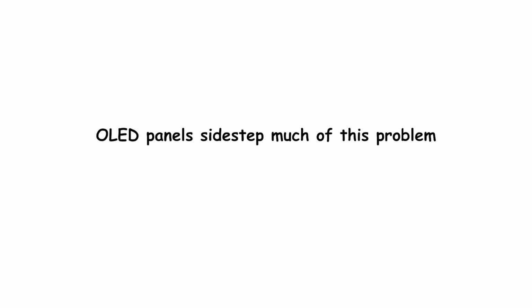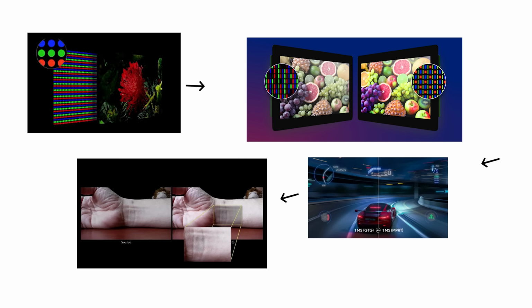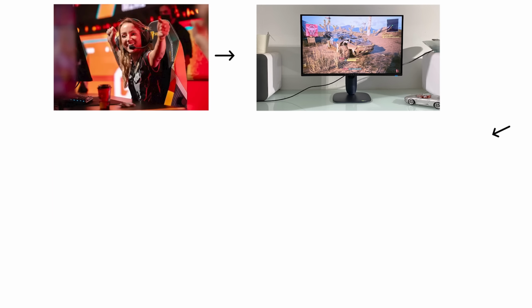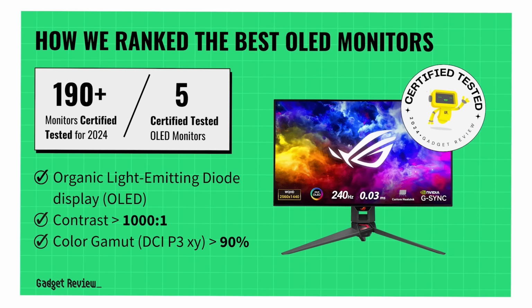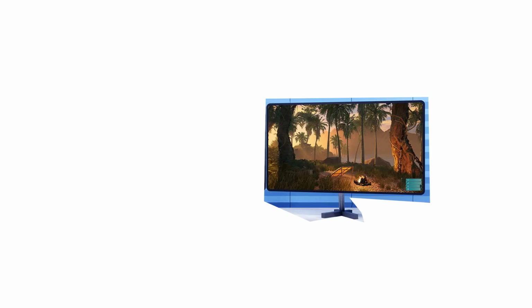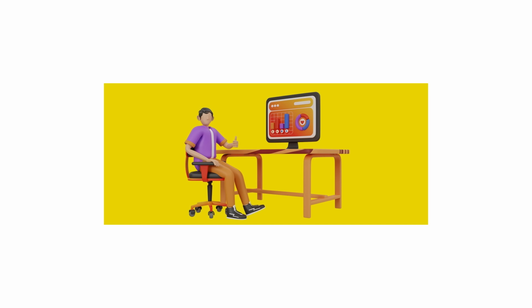OLED panels sidestep much of this problem. Since each pixel emits its own light and can turn off nearly instantly, their MPRT is naturally low, and motion appears clearer even without strobing. That's one reason competitive players are moving toward OLED displays, despite their price and burn-in risks. So when you read monitor specs, remember, refresh rate tells you how often images update, GTG tells you how fast pixels can change, and MPRT tells you how long your eyes keep seeing them. The marketing team won't tell you that part, but your retinas will.